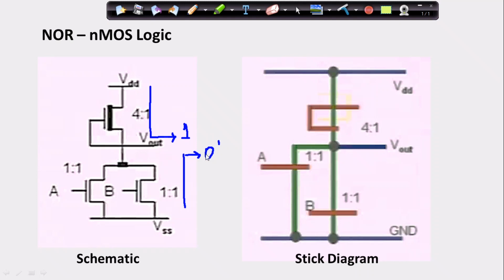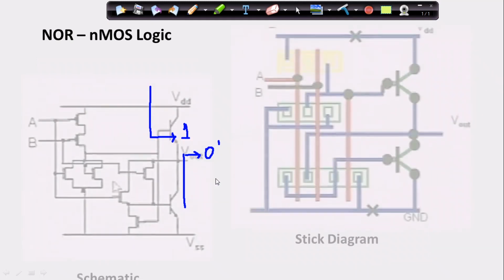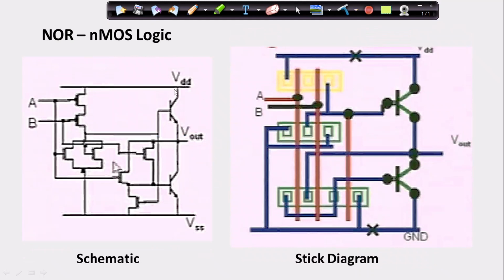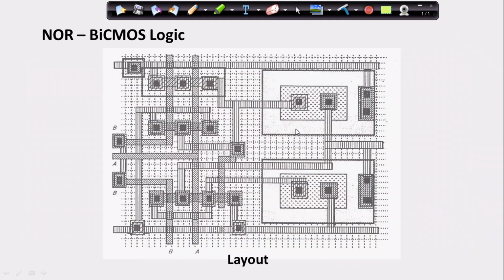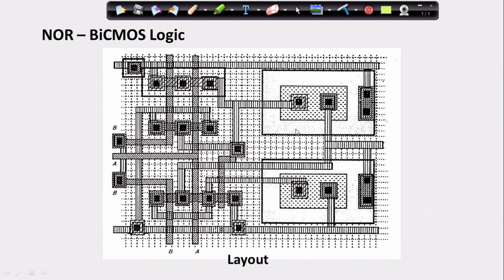So the switching can be achieved very easily, and the area requirement is also very much less in terms of NOR. And similarly, BiCMOS is only meant for driving. Again the complexity increases, and as the complexity increases, the production cost increases. So it is only meant for IO ports. So this is the layout for the NOR gate.